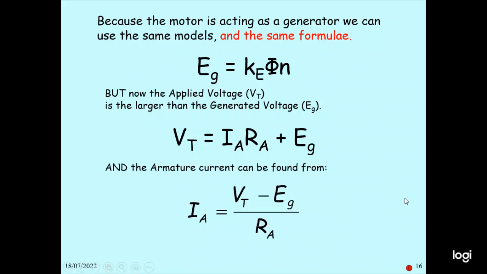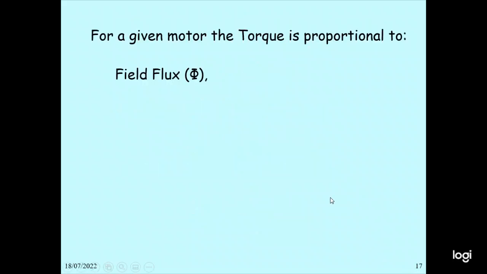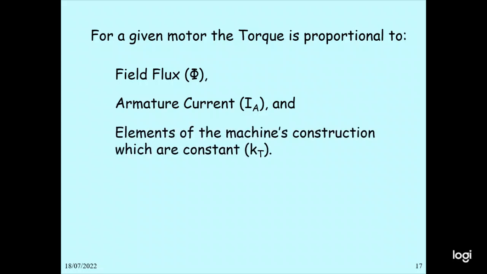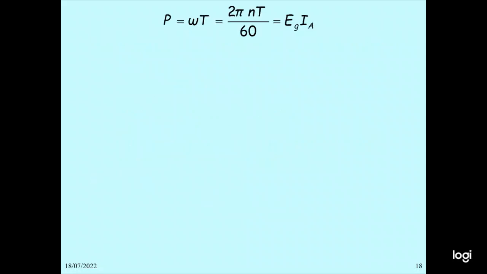So the armature current can be found as Ia equal to (Vd minus Eg) divided by Ra. For a given motor, torque is proportional to the flux and the armature current Ia, with a constant Kd of machine construction. So T equals Kd φ Ia. P equals omega T, which is 2πN T by 60, so you get Eg Ia. So Eg equals ZφPN by 60A.